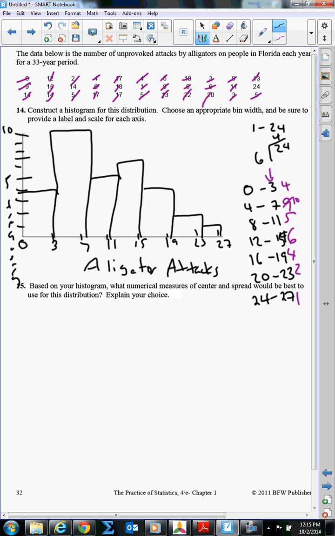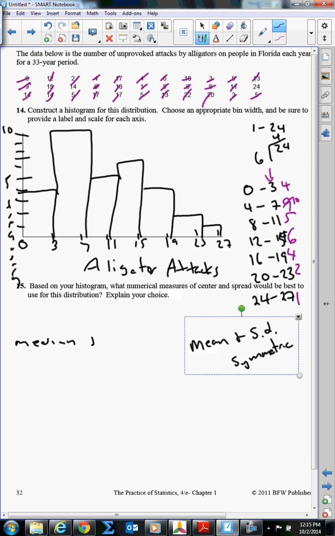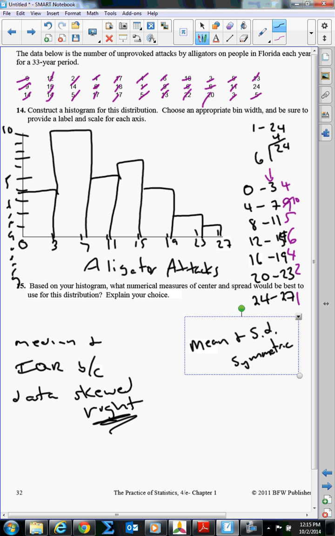Alright, so for number 15, it says, based on your histogram, what numerical measures of center and spread would be the best to use for this distribution, and then explain your choice. And this data is not symmetric. Remember that mean and standard deviation go with symmetric, but this is not symmetric. So you would choose the median and the IQR because data is skewed. And mine's skewed to the right, so it's good if you go ahead and put the direction of the skew in there. Don't just say that it's skewed, but explain the direction of the skew.